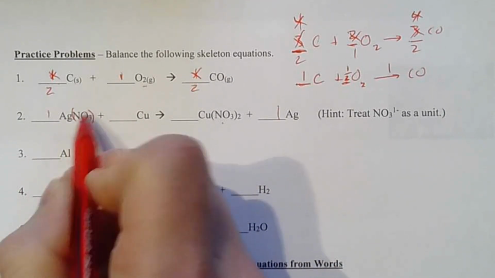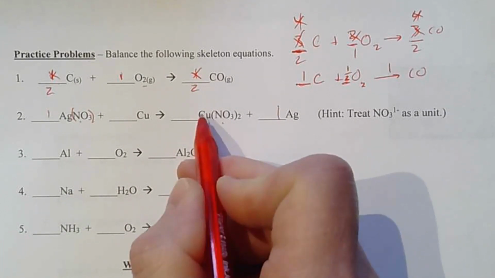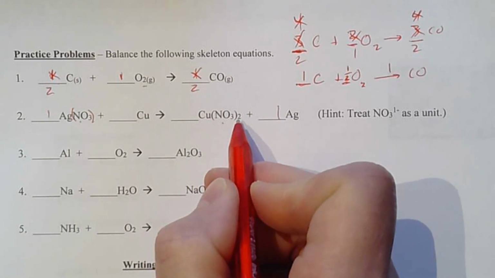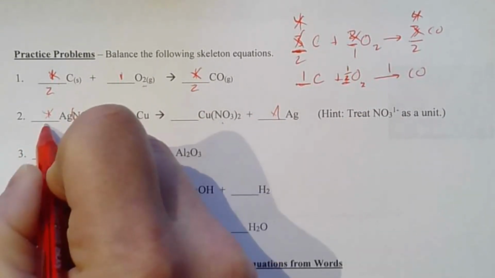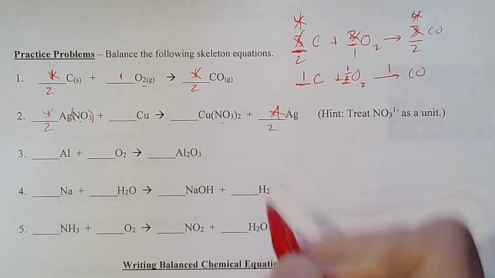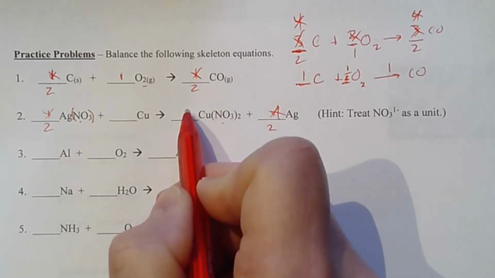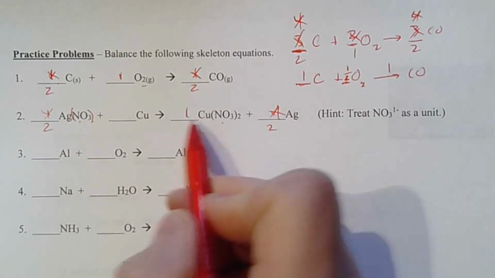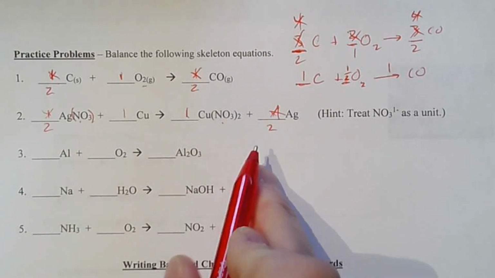Now that also tells me I've got 1 nitrate over here. And wait a minute, I need a 2. So that means a 1's not going to work. I'm going to bump this up to a 2. That makes the silver a 2. Now I've got 2 nitrates in this. I can put a 1 there. And lastly, 1 copper, put a 1 there. So I'd end up with 2, 1, 1, and 2.